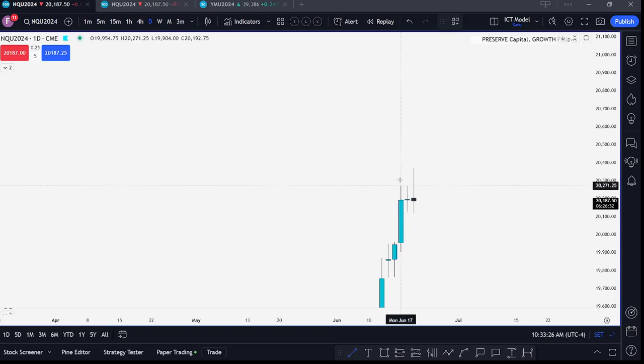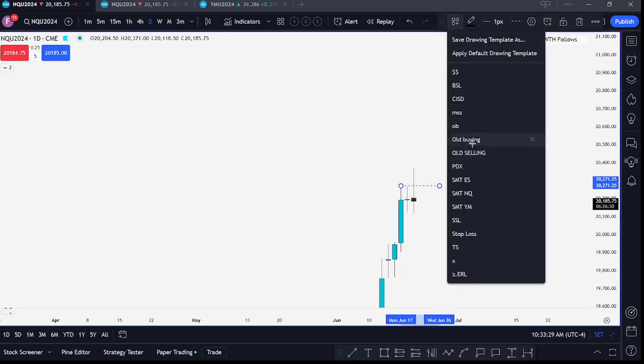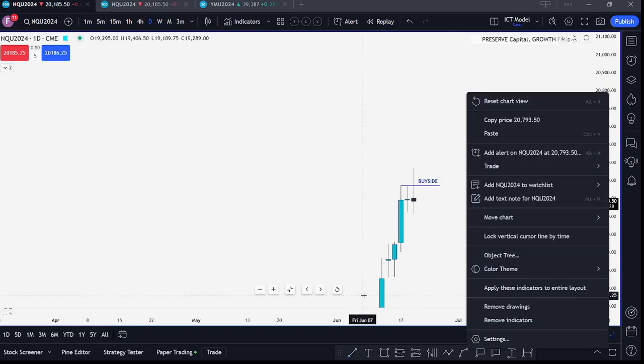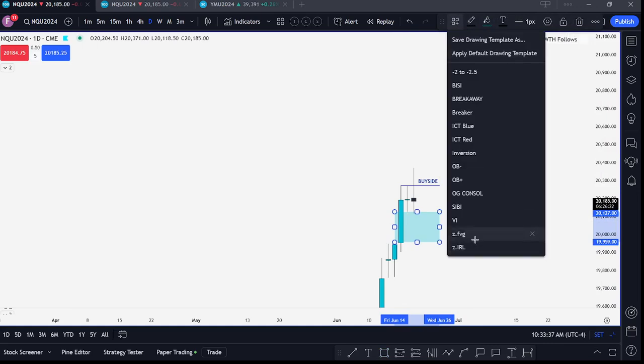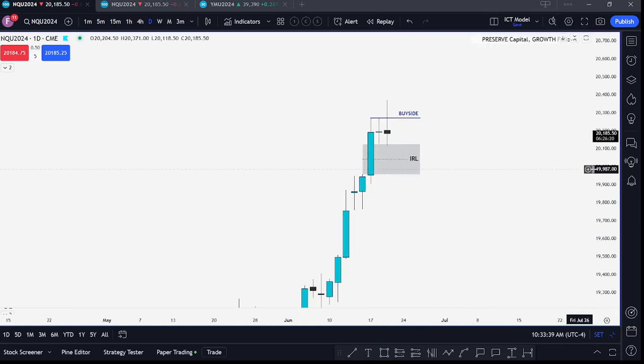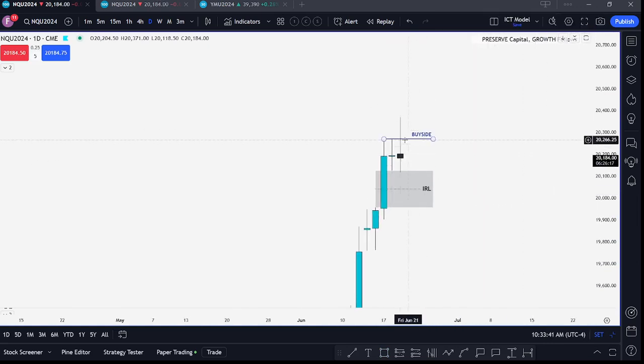So look at these relative equal highs. That's your buy-side liquidity, and then you have a BISI, not in discount, but just an IRL target within here. So this is your daily structure, and this is why you'd be favoring, after the run on buy side during London session, then we move into the IRL.